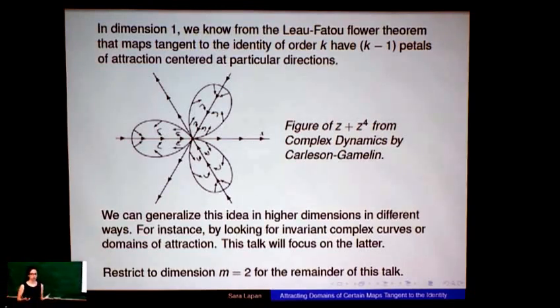So for studying higher dimensions, we can generalize this in different ways. For instance, we could try to generalize the result by looking for invariant complex curves, or we could look for domains of attraction. In this talk, we're going to do the latter, so look for domains. And for the rest of this talk, we're going to restrict to dimension 2.